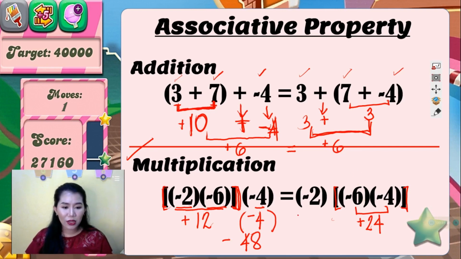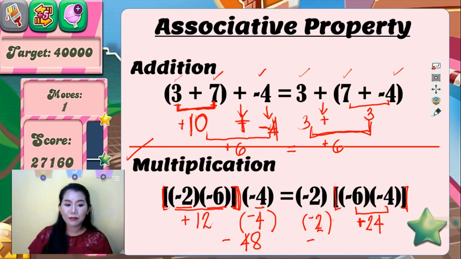Okay? And then after that, let's bring down negative 2 and then multiply it to 24. What's your answer? Okay? Ang sign natin ng 2 dito is negative. So, negative, ang sign naman ng 24 natin dito is positive. So, negative times positive is negative. You see? And then, 2 times 24, this is equal to 48.